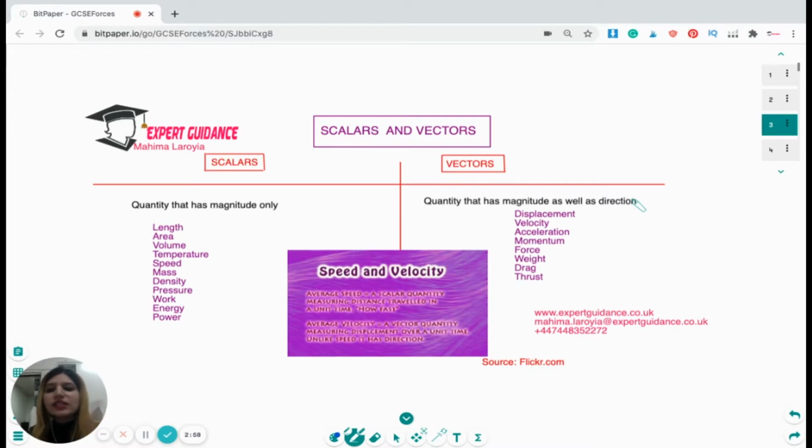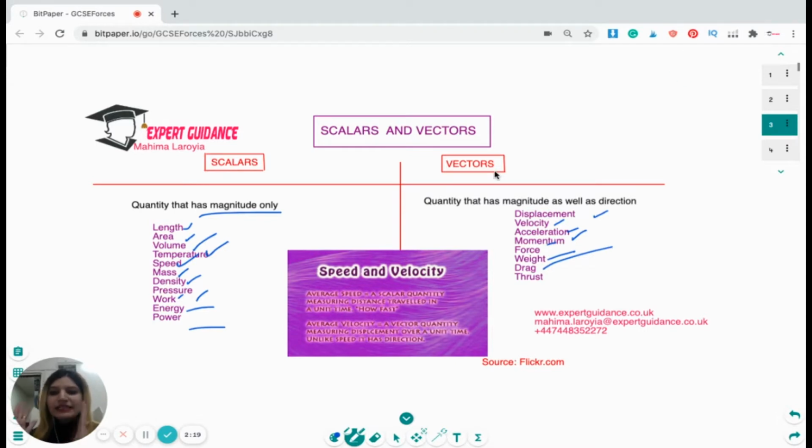Now, scalar quantities are those quantities that have magnitude only. They do not have directions. Whereas vector quantities have both magnitude as well as direction. The examples of scalar quantities are length, area, volume, temperature, speed, mass, density, pressure, work, energy, power. All these are scalar quantities. The vector quantities are displacement, velocity, acceleration, momentum, force, weight, drag, and thrust.